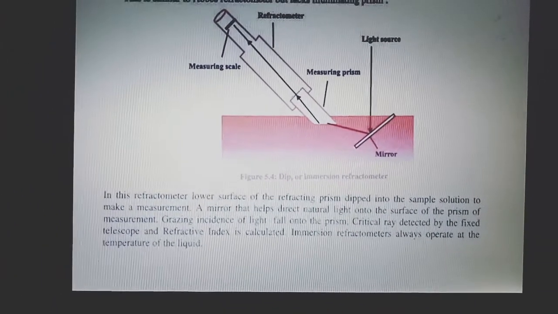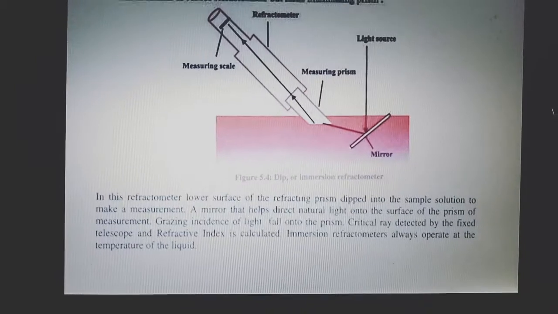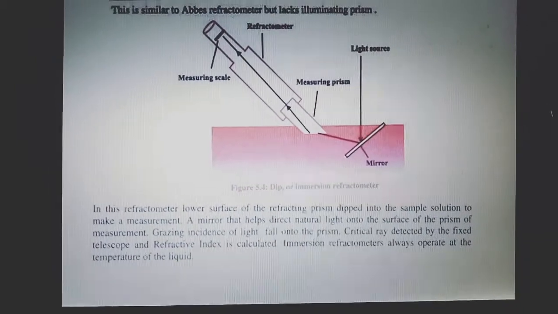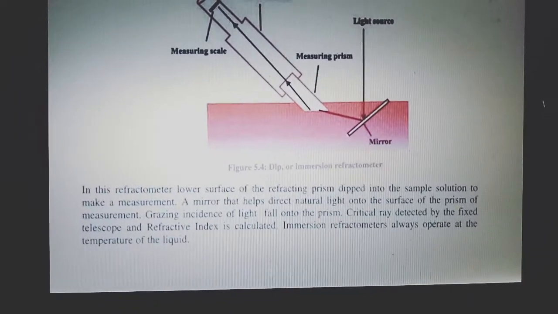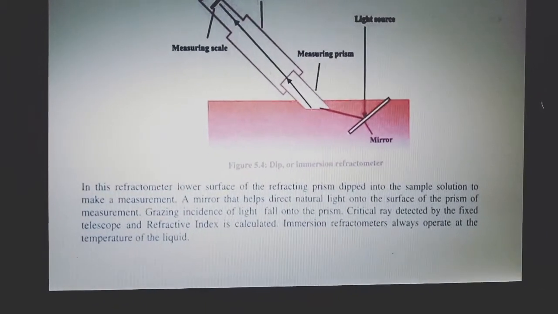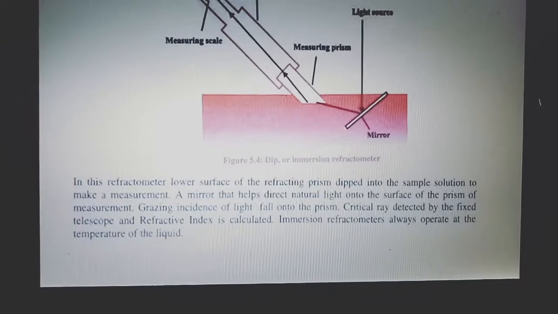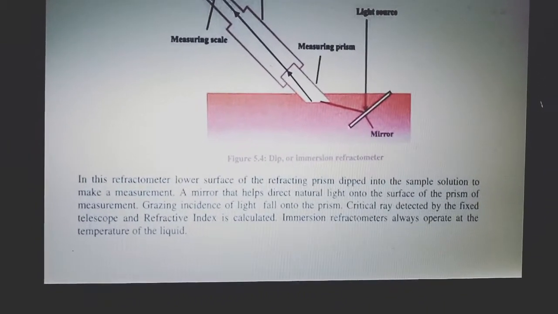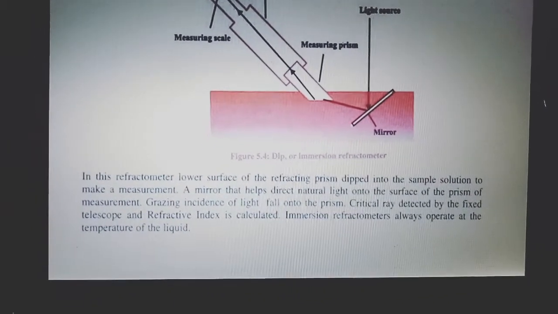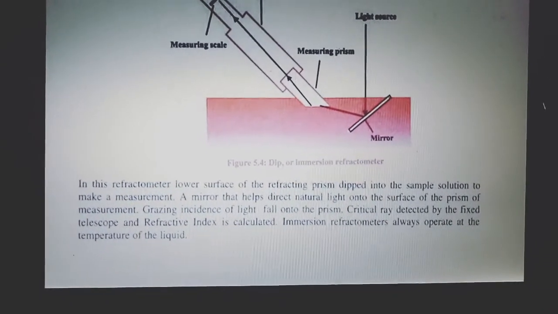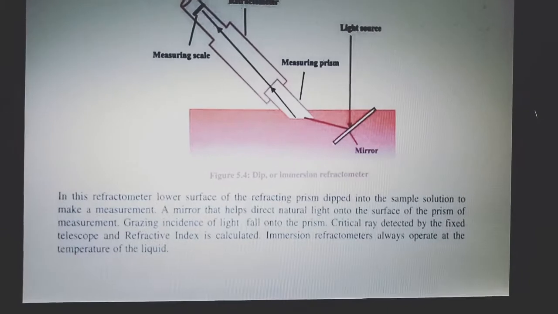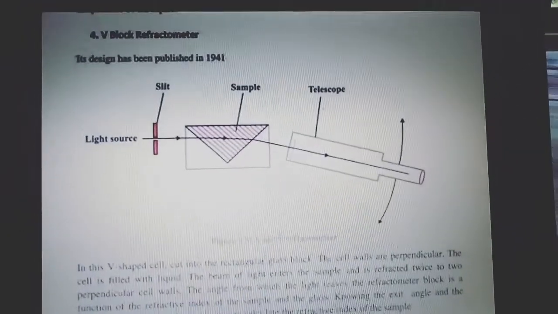ठीक है, तो एक mirror लगा है इसमें जो help करता है to direct the natural light onto the surface of the prism of measurement. Okay, grazing incidence of light falls on the prism. Critical ray detected by the fixed telescope. टेलीस्कोप क्या करेगा, हमारी जो क्रिटिकल रे है उसको डिटेक्ट करेगा और रिफ्रैक्टिव इंडेक्स को कैलकुलेट करेंगे हम. Immersion refractometers always operate at the temperature of the liquid.